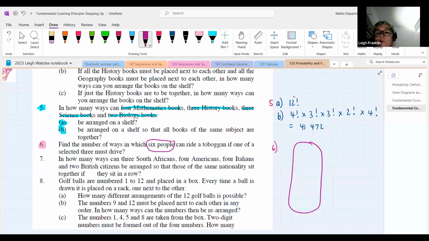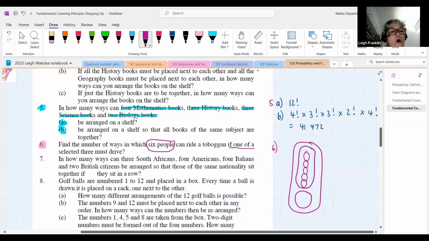So in other words, who knows where the driver sits, but let's pretend that the driver sits at the front. Then we've got this space in the rear where people are going to sit one behind each other. So we've got one driver, and because it can fit 6 people, we've got 5 people that we can fit in behind the driver. Now, there are only 3 people that can drive. So we have a choice of how many people to fill the driver's seat. It tells us if only one of a selected 3 must drive.